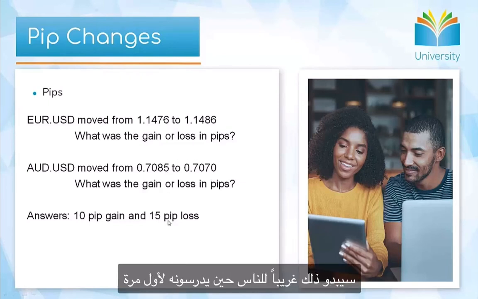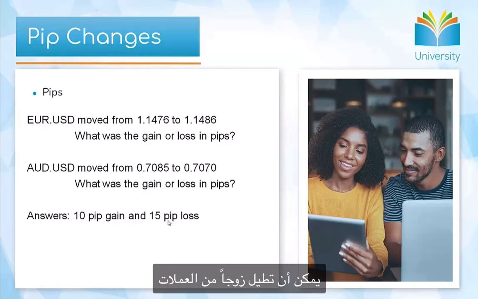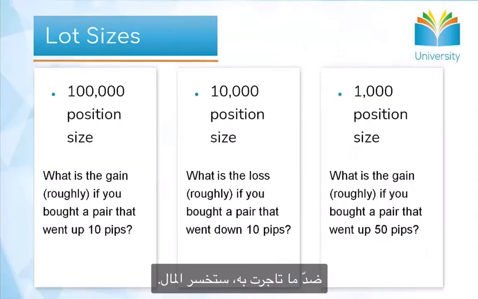Now, that sounds wacky to people when you first teach it, but those are the two strategies you can do. You can go long a currency pair or you can go short a currency pair. You can bet on its value going up or you can bet on its value going down. And if you get the right direction, you make money. If it goes the wrong direction against your trade, you lose money. So what you make or lose, though, is dictated based on your position size.